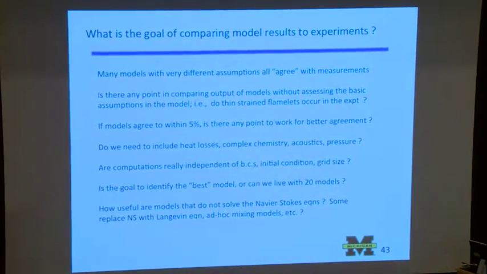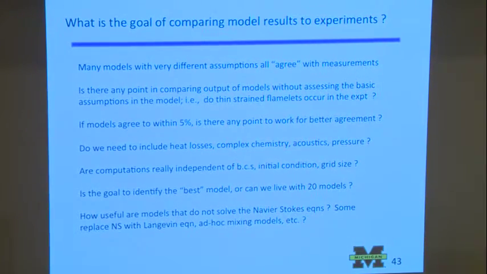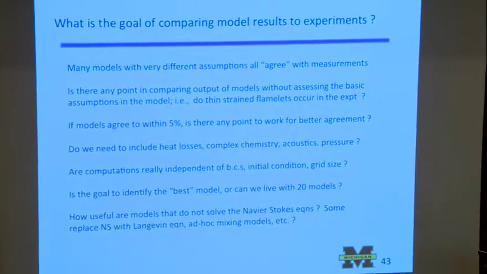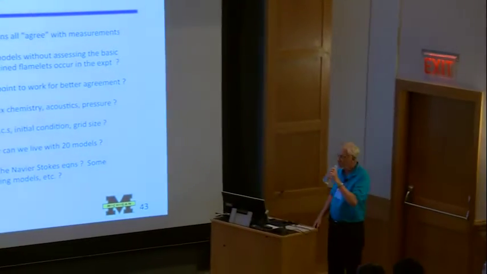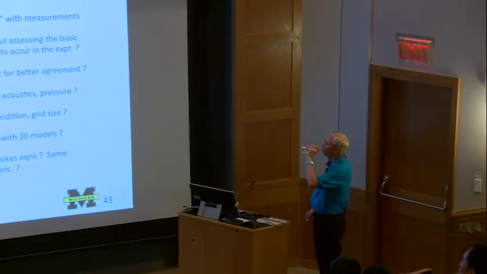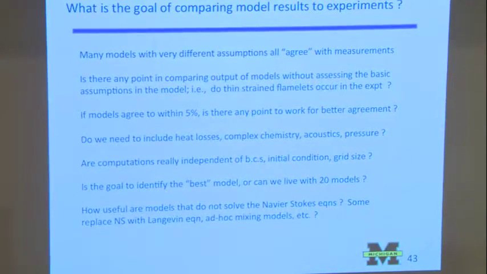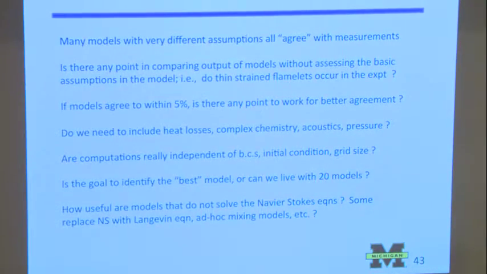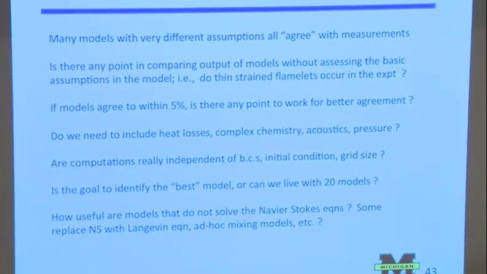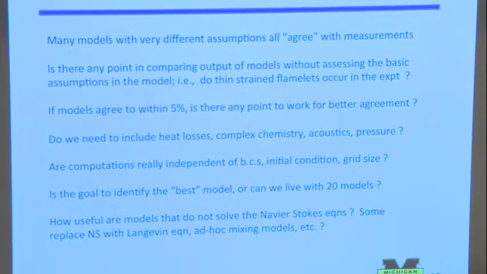So I'm going to put this slide up, and then I'll take some questions. What's the goal of comparing models to experiments? We need to give some thought to this because you may spend some time in your career doing it. Suppose different models all agree with the measurements. That's fine. When you model certain terms, you need to put some constants in, and if you try to keep the constants constant, then fine. Is there any point in comparing the output without assessing the basic assumptions?